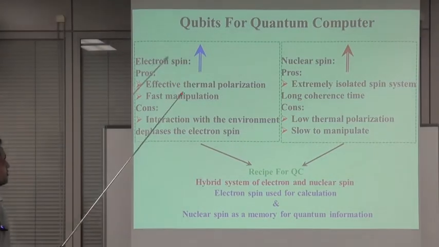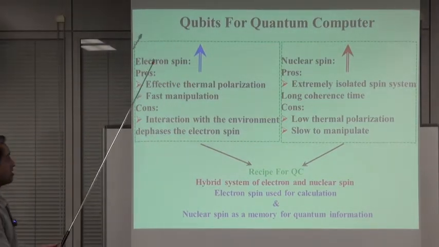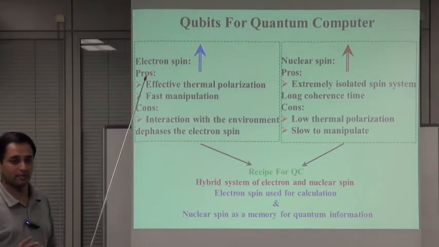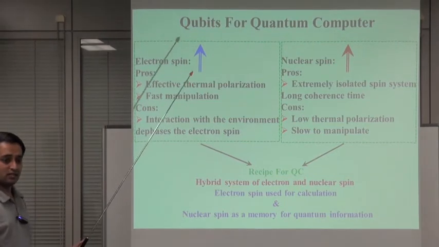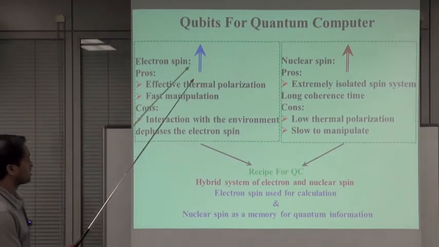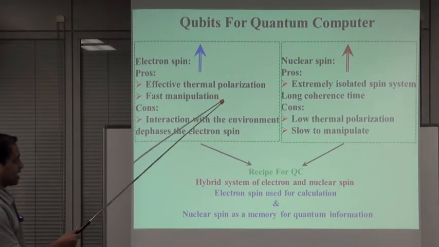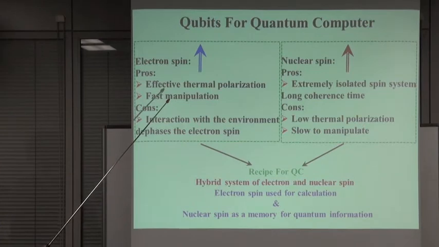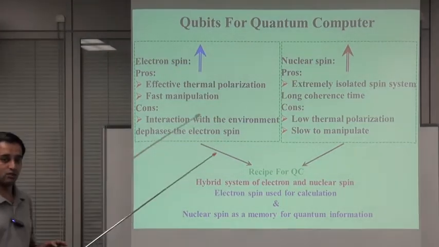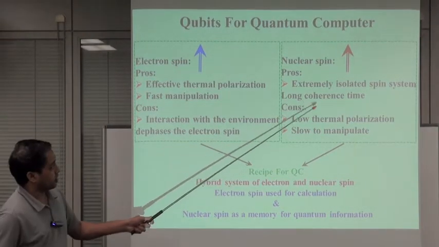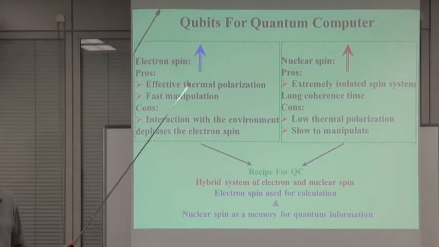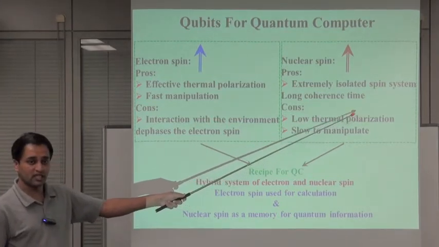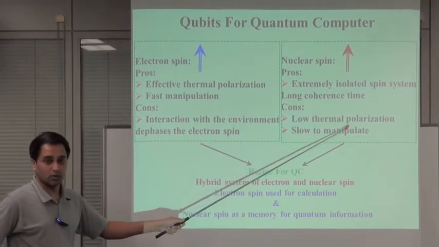The other thing we all know is that there have been lots of electron spin qubits and nuclear spin qubits, where the electron spin or the nuclear spin can be used as a qubit for quantum computing. But there are some merits and demerits with electron spins and nuclear spins. For example, electron spins have very high thermal polarization, which can be achieved at working experimental conditions, and they are fast to manipulate. But there are lots of interactions with the environment in the lattice, which dephases the electron spins very fast. Whereas the nuclear spins are very isolated, and so they have very long coherence times. But they are very low in thermal polarization at experimental conditions and very slow to manipulate.